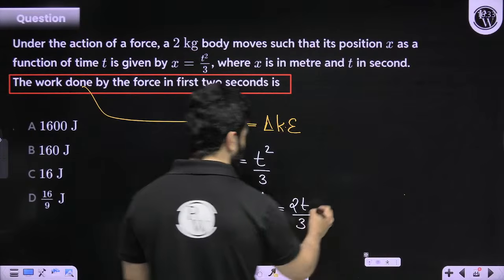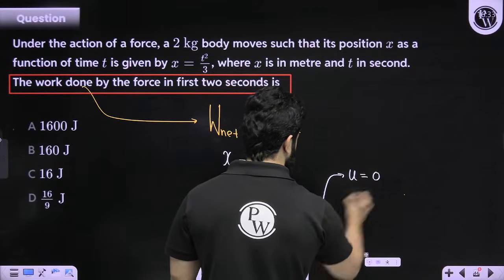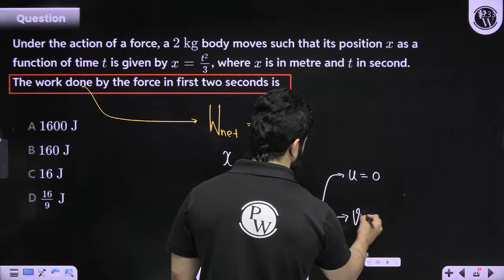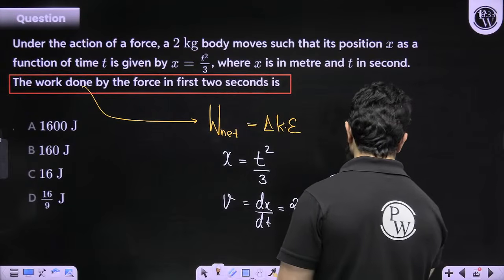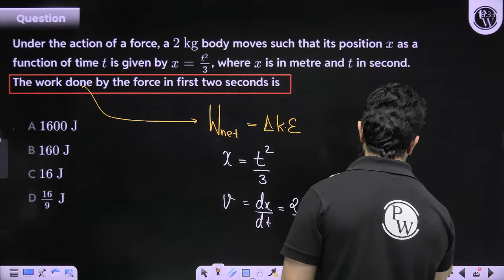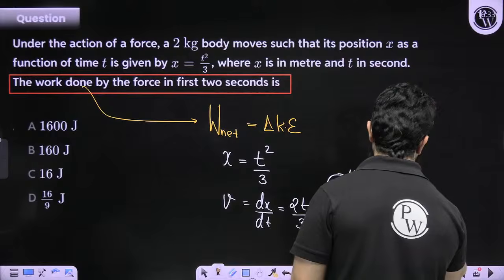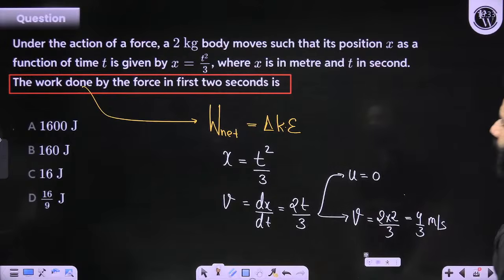Now 2t by 3 basically means that the initial velocity will be 0 and the final velocity, after 2 seconds, will be 2 times 2 divided by 3. That means 4 by 3 meter per second.